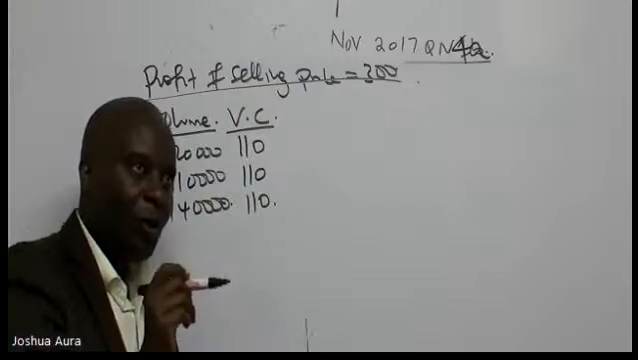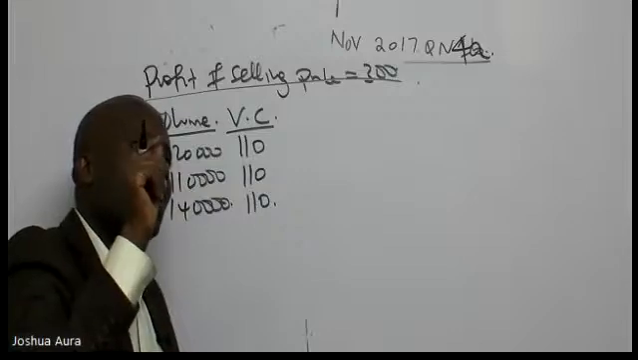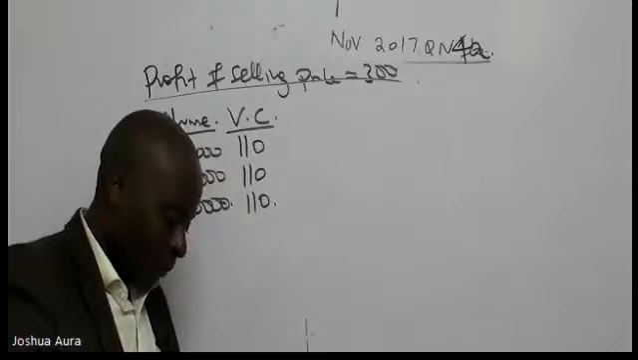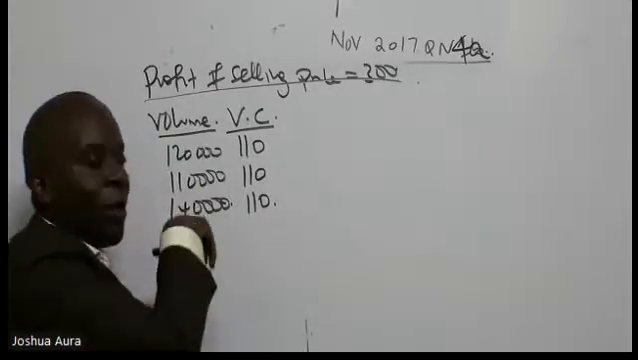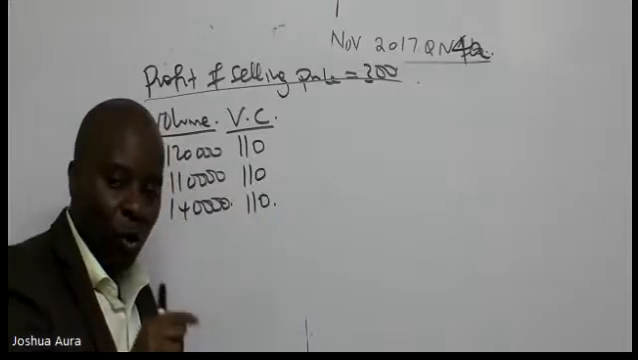120. If you're going to produce a maximum of 100,000, that is 100,000 units and below, then the variable cost will be what here? 120. However, if production exceeds 100,000, like these 3, then the variable cost goes down to 110 per unit.